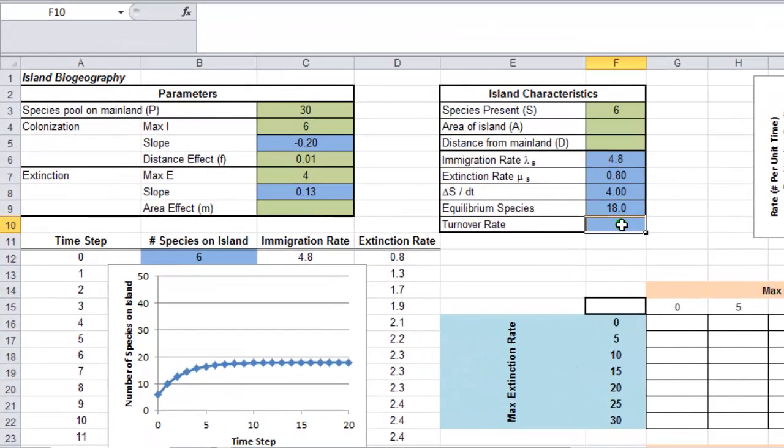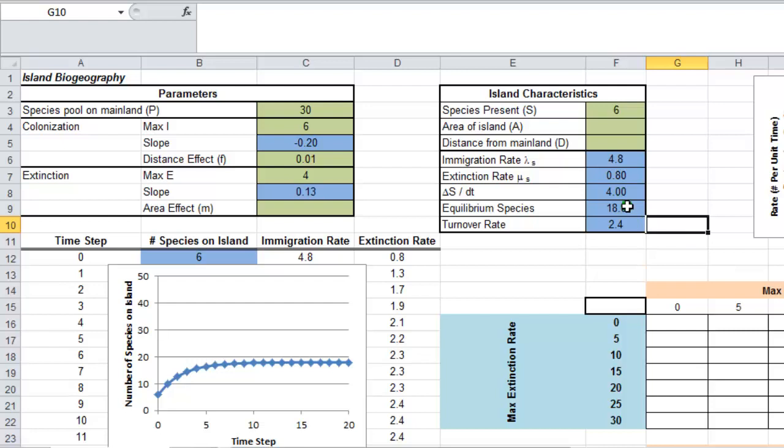And Jed talked about how to calculate that turnover rate, and it is just the maximum immigration rate times the maximum extinction rate, so that's in the numerator, and I'll put those in brackets, the maximum immigration rate times the maximum extinction rate, and then that whole thing is divided by those two portions added together, so the immigration rate plus the extinction rate, and that gives us our turnover rate, which is 2.4.